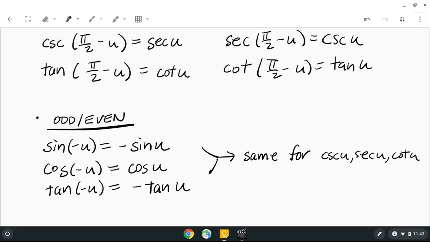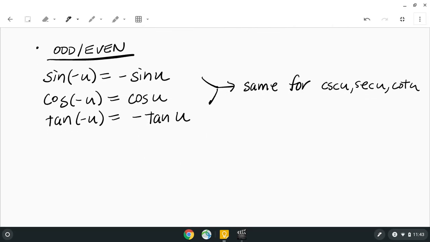All right, so let's take a look at simplifying before we do some verifying. Because verifying is just simplifying, except you know what your final answer is going to look like. Okay, so let's take a look at simplifying.